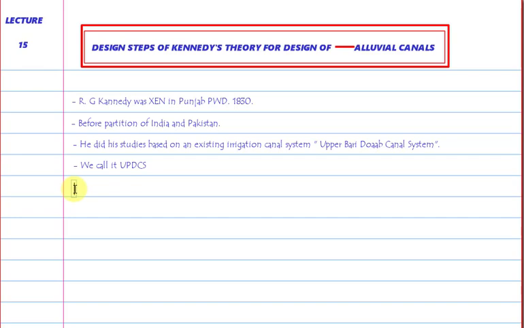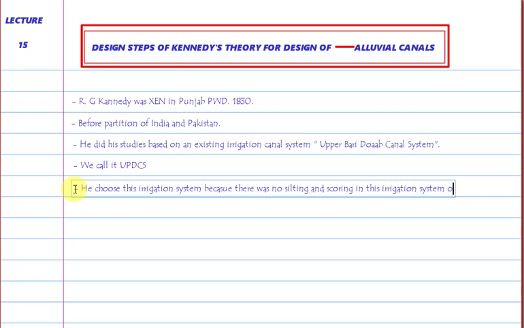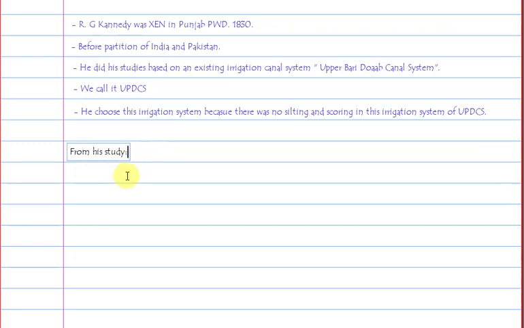And he chose this irrigation system because there was no silting and scouring in the Upper Bari Doab canal system. So from his study he has given a theory. From his study he concluded two important points.